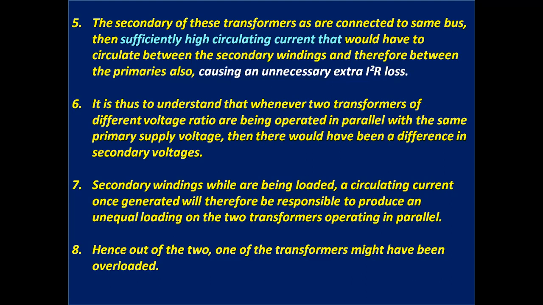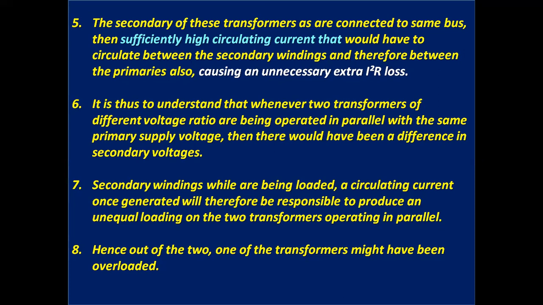current would have to circulate between the secondary windings and therefore between the primaries also, causing an unnecessary extra I square R loss. It is thus to be understood that whenever two transformers of different voltage ratios are operated in parallel with the same primary supply voltage, there would be a difference in secondary voltages. Secondary winding, while being loaded, a circulating current once generated will be responsible for producing an unequal loading on the two transformers operating in parallel.